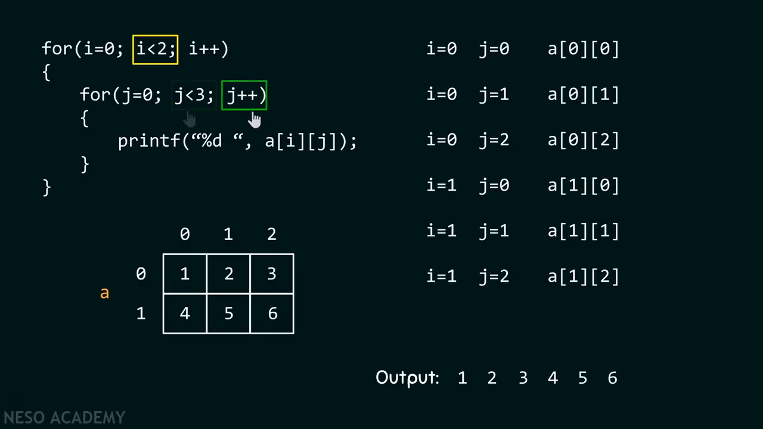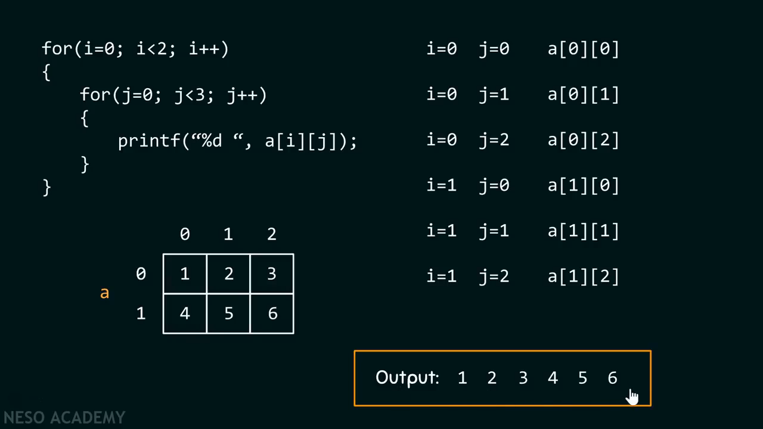j now becomes 3. 3 is not less than 3, right? The condition is not satisfied and hence we will come outside of this for loop. That is, again we will increment the value of i. i now becomes 2 because previously the value of i was 1. Now it becomes 2. 2 is not less than 2. The condition is not satisfied. Therefore, we will come outside of this for loop and hence the program finishes its execution. Okay. Therefore, the final output is 1, 2, 3, 4, 5, 6. That is all the elements which are stored in this 2D array. This means that this nested for loop structure helps us in printing all the elements of this array.